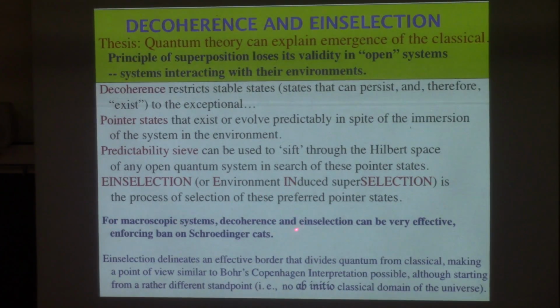For macroscopic systems, decoherence can be exceedingly effective. It will enforce a ban on Schrödinger cat-like states. And it delineates an effective border that divides quantum from classical. So, you know, a point of view of Bohr is possible, although he insisted on classicality being ab initio. Here you don't have to. Classicality comes out because of the environment.